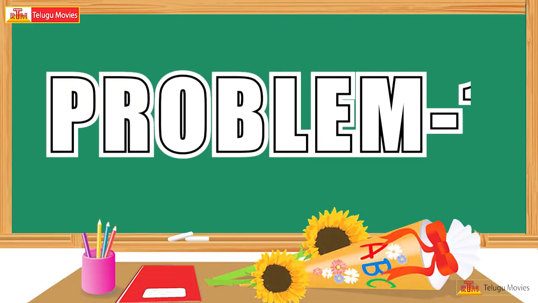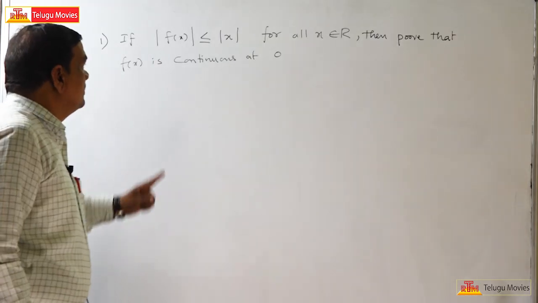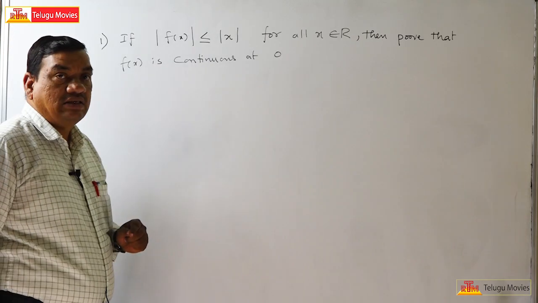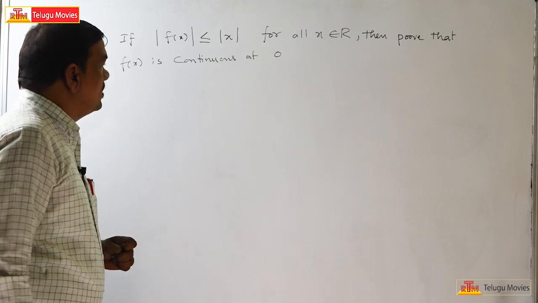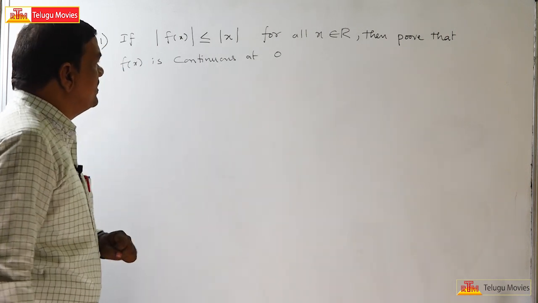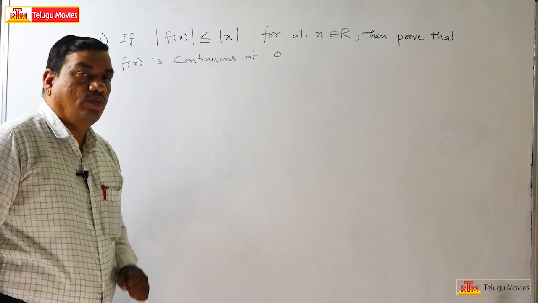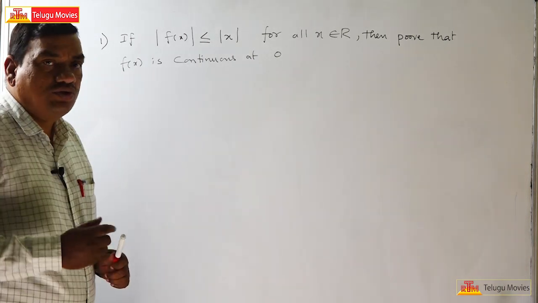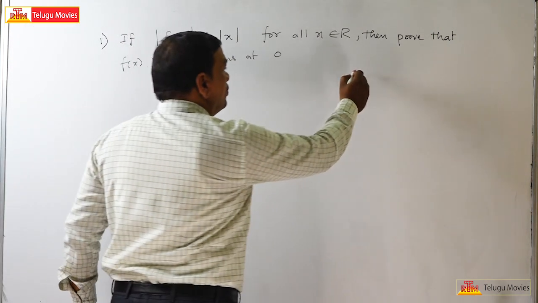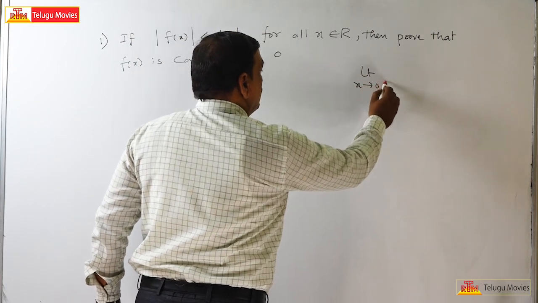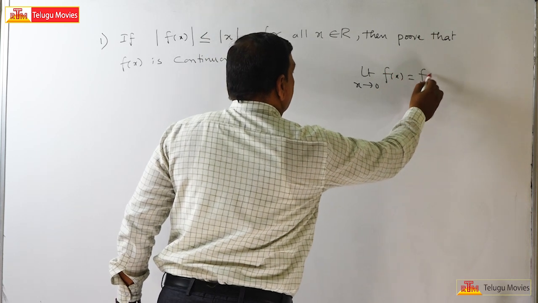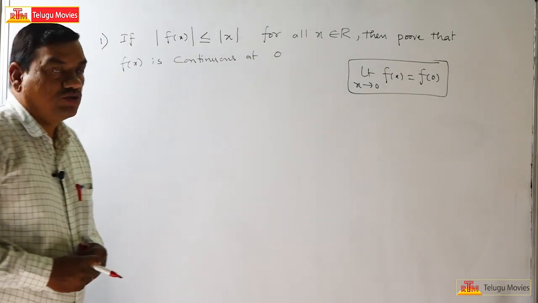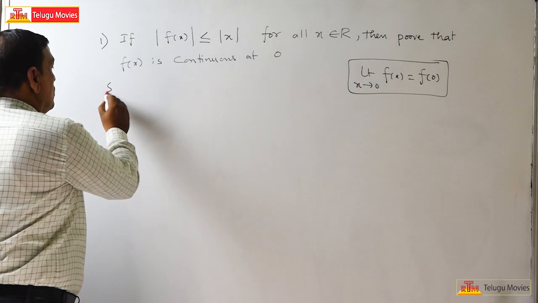Here it is given that if modulus of f of x is less than or equal to mod x for all x belongs to R, then prove that f of x is continuous at x equal to 0. That means, ultimately, what we have to prove is limit x tends to 0, f of x is equal to f of 0. This result we have to prove. So, let us continue the problem.